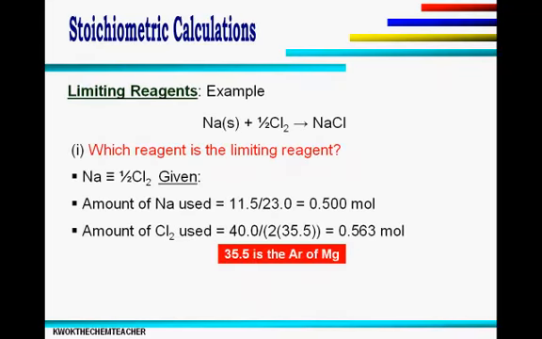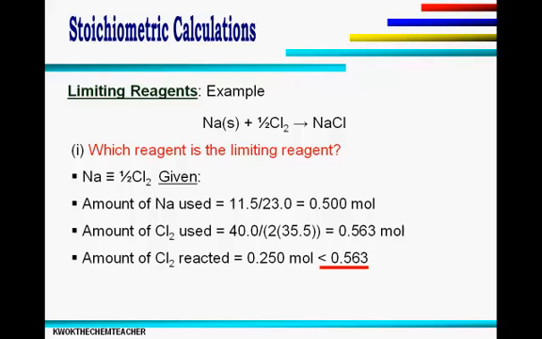A second example of limiting reagents, this time I'm using the reaction between sodium and chlorine. We obtain the mole ratio of 1 mole of sodium to half a mole of chlorine. You are also given the amount of sodium and the amount of chlorine, and we can find out which is the limiting one. The amount of chlorine required will be 0.25 moles, which is far less than the 0.563 moles that you have available. Therefore, you can tell easily that sodium is the limiting reagent.